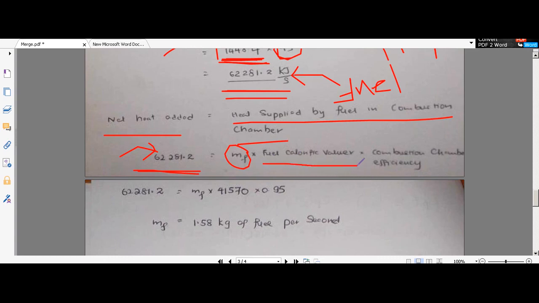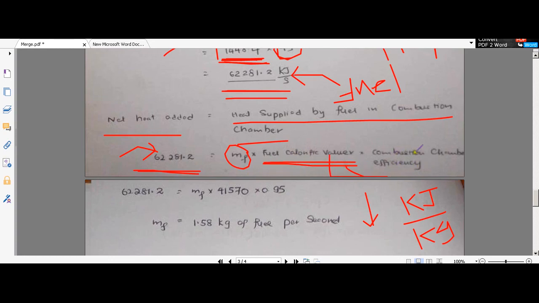So what is the calorific value? Calorific value means how many kilojoules of energy would be given by 1 kilogram of the fuel. Calorific value means very simple. That means how many kilojoules of energy that you can get by burning 1 kilogram of the fuel. But be very careful about the units. Okay, if it is in megajoules, you need to do the relevant conversion. So that is multiplied by the fuel's calorific value, and multiplied by the combustion chamber efficiency.